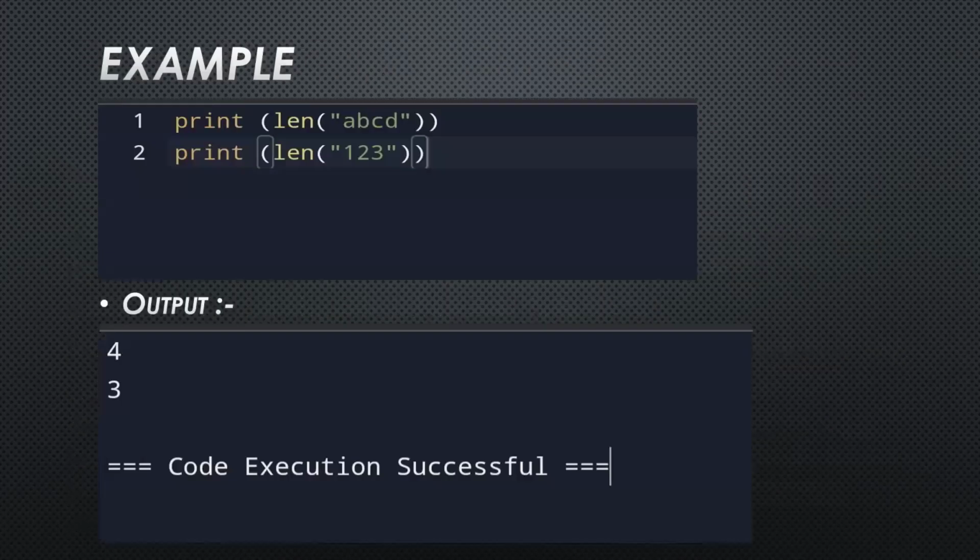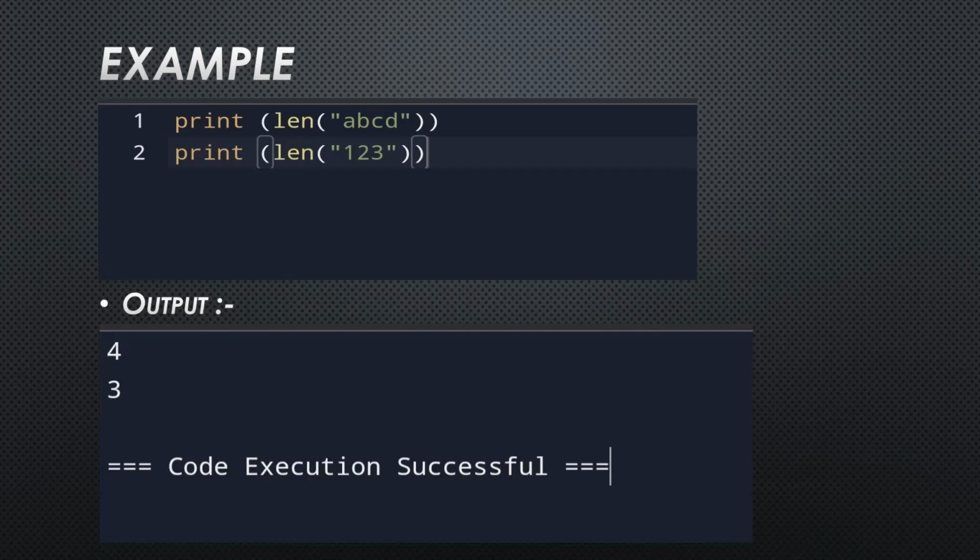This is an example of polymorphism. The first line prints the length of A, B, C, D, and the second one prints the length of 1, 2, 3. Here, length is a function. The function is the same, but A, B, C, D is a string, and 1, 2, 3 is an integer. It gives the output 4, which is the count of A, B, C, D. And the length of 1, 2, 3 is 3, so it gives the output 3.